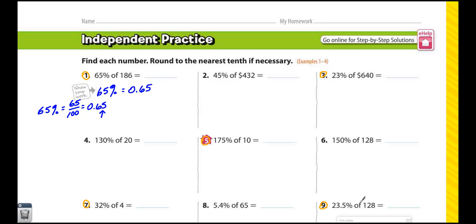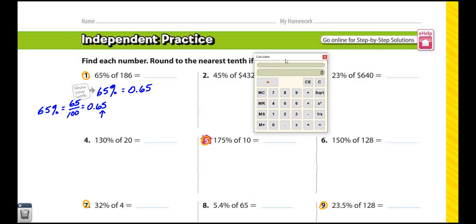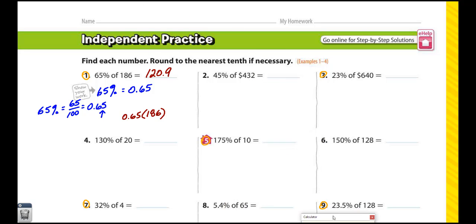Once you have that set up, you're going to take your calculator, you're going to use the tools, and we're going to multiply the 65 hundredths times the 186. So 65 hundredths times the 186 is going to give us 120 and 9/10. All right, let's show our calculator away and let's look at the next one.